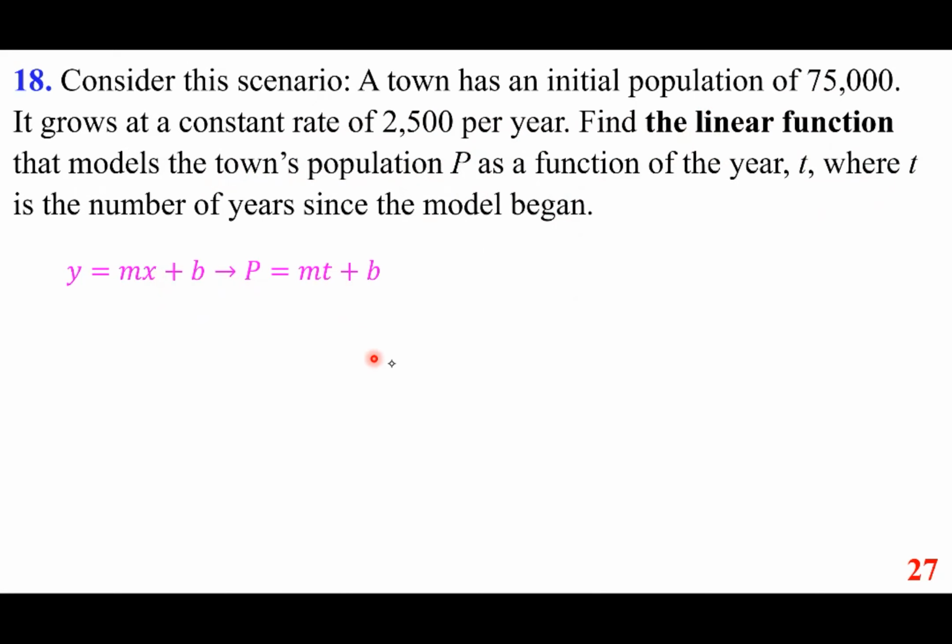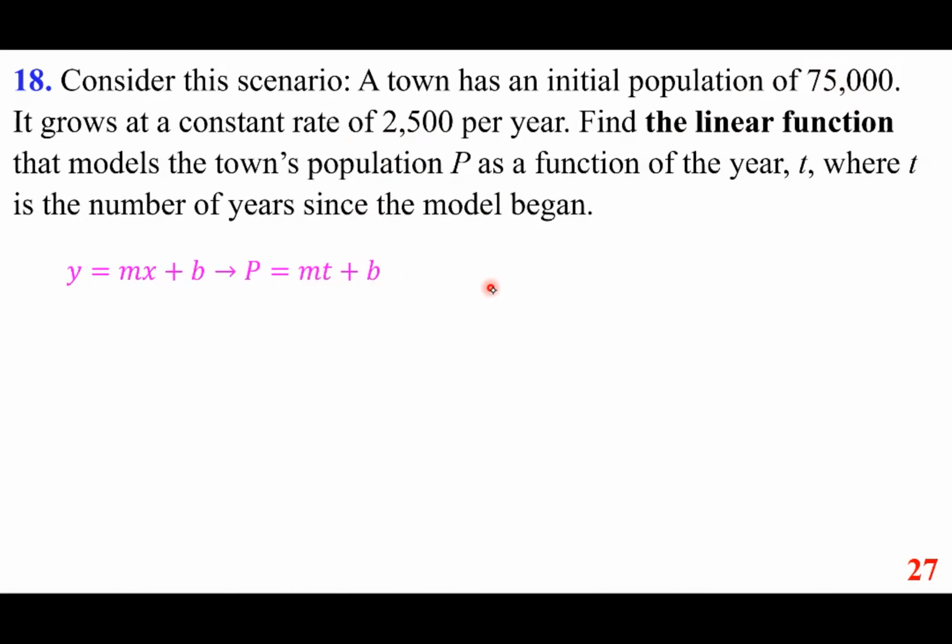Now, clearly you can see that the initial population is a fixed value. That's the meaning of your y-intercept, in this case P-intercept, so that's 75,000. And m is the rate of change, which is 2,500. So it's easy to see that this becomes 2,500t plus 75,000.